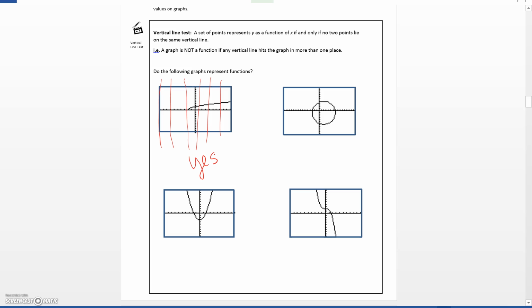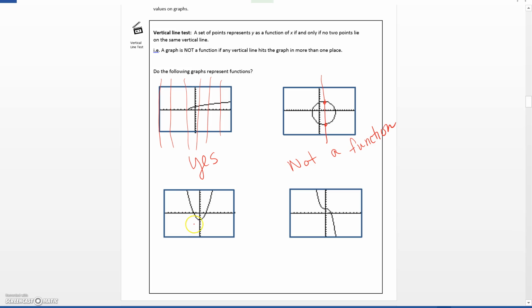Now what about this circle? If we look at the circle, there are some vertical lines that we can draw that would hit the graph in two places. So this is not a function. We'd say it fails the vertical line test.